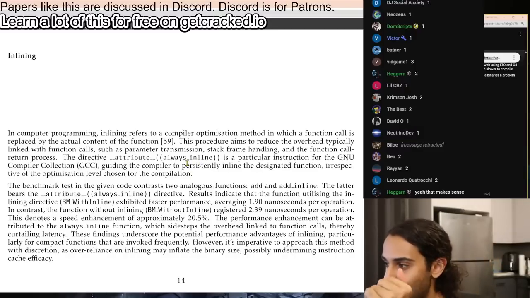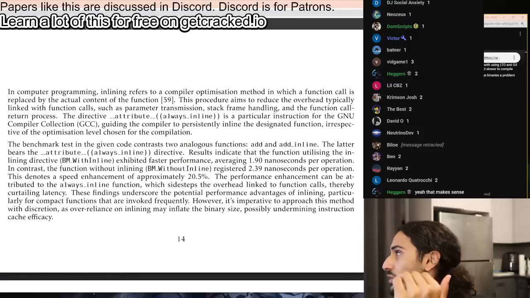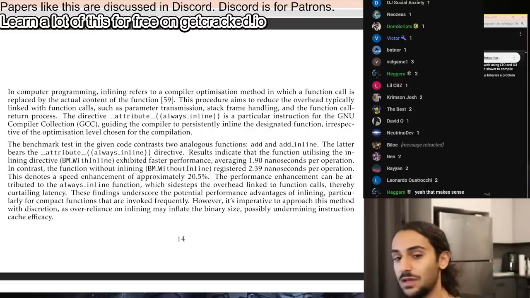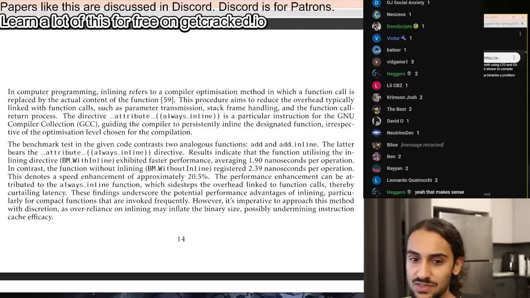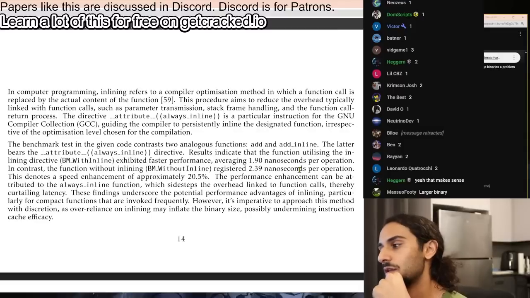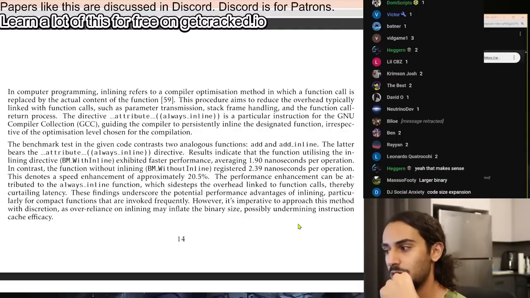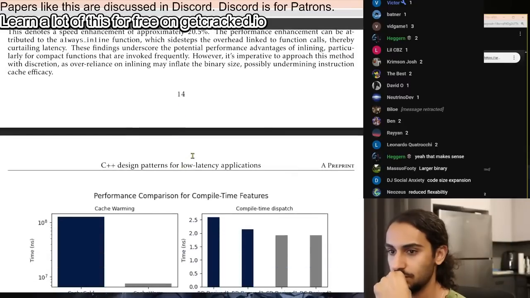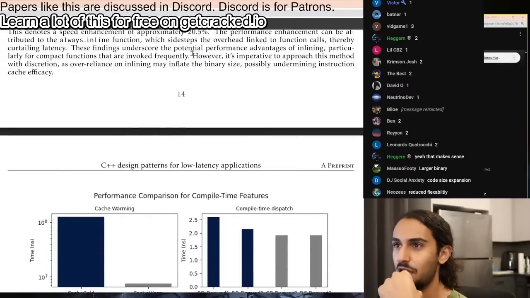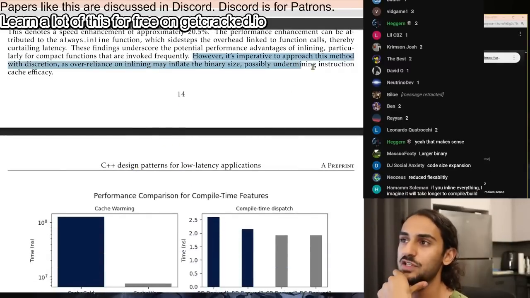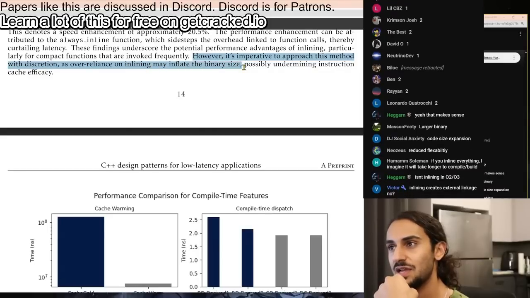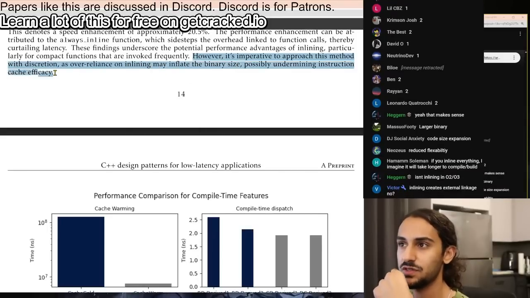What are the downsides of inlining? Because everything's a trade-off. What's the downsides of inlining? Nothing's free. What are the downsides? Yeah, larger binary, that's right. Okay, let's take a look. However, it's imperative to approach this method with discretion, and overuse of inlining may inflate the binary size, possibly undermining instruction cache efficiency.